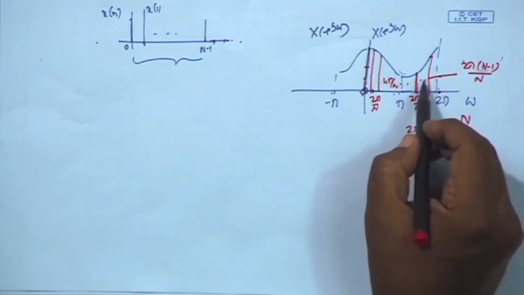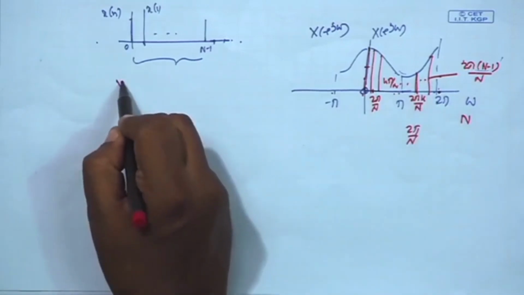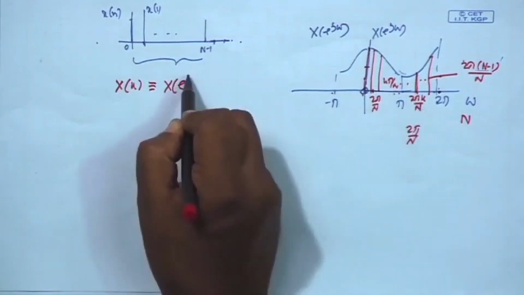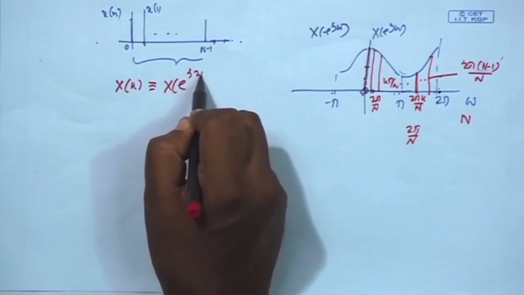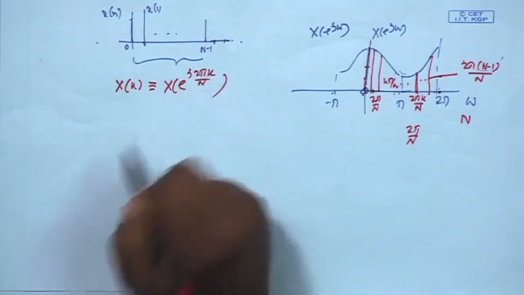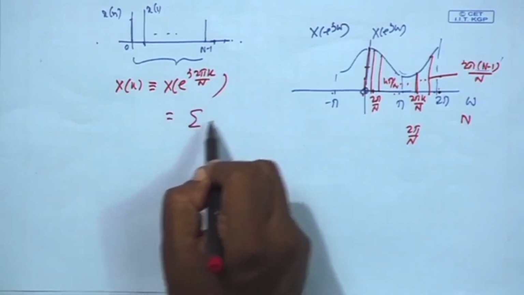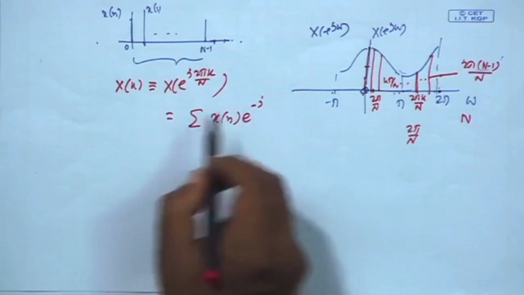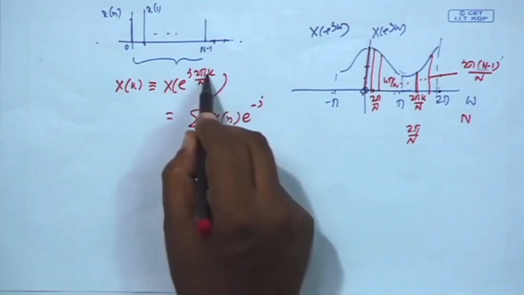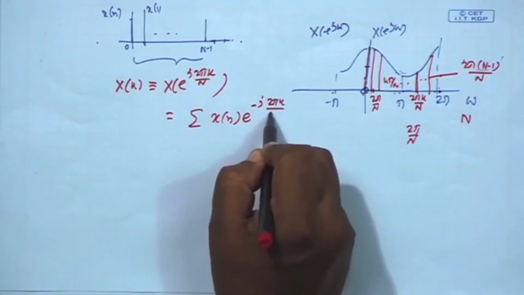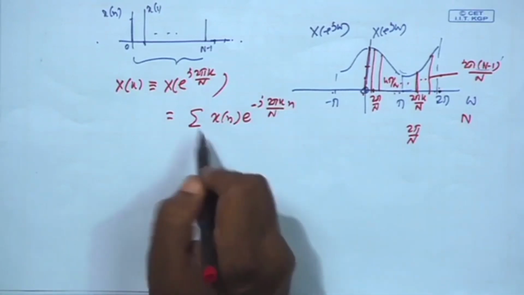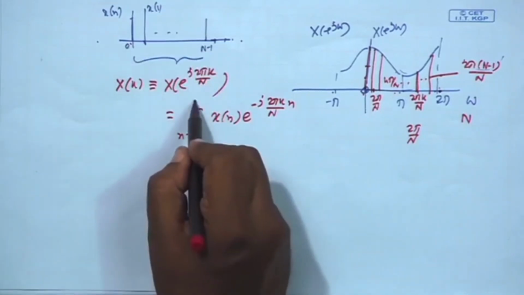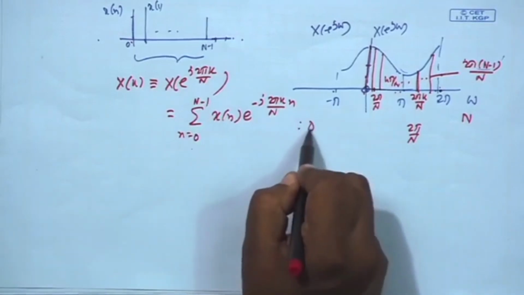This kth sample we denote by X[k], which is nothing but the DTFT at this frequency, e to the power j omega, omega equal to 2 pi k by N. If you use the DTFT formula, it is X[k] equals summation of x[n] e to the power minus j omega n, omega is this 2 pi k by N, into small n, summed over 0 to N minus 1, not minus infinity to infinity, because the sequence is from 0 to N minus 1, outside that it is 0. This is called DFT.